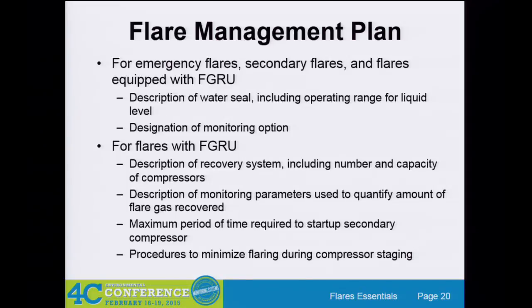You also need to include procedures for minimizing flaring during this compressor staging, or compressor outages. If you've got to take your compressors down for maintenance, or if you only have one compressor, it's going to need maintenance every so often. You're going to have to take it out of service. How are you going to minimize flaring during that time?